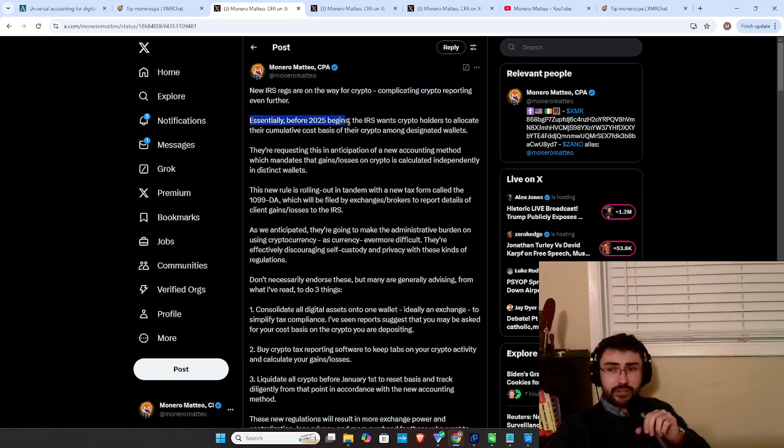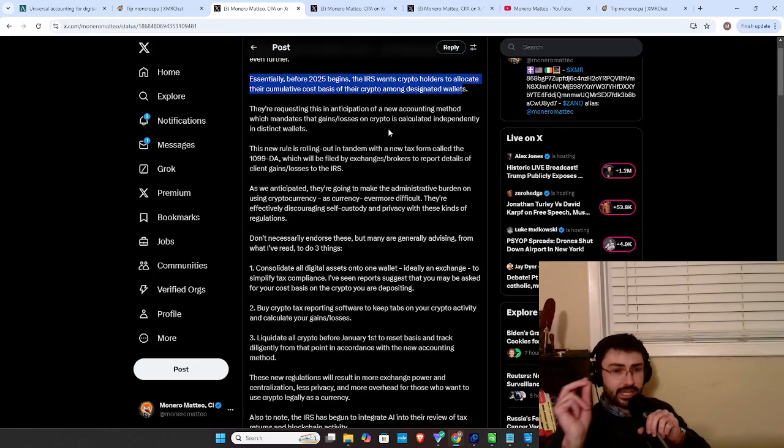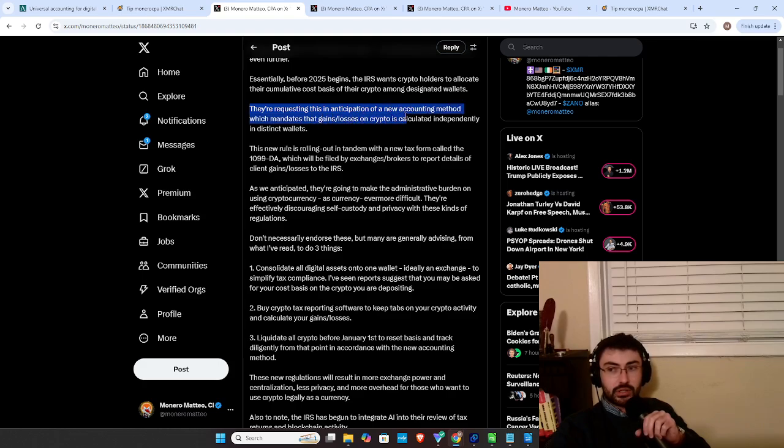Essentially, before 2025 begins, the IRS wants crypto holders to allocate their cumulative cost basis of the crypto amongst designated wallets. Okay, so that's key. Keep that with you here for a sec. They're requesting this in anticipation of a new accounting method which mandates that gains or losses on crypto are calculated independently in distinct wallets. So the way it was before, and I'm sure a lot of you are aware of this, it did not matter where the crypto was.